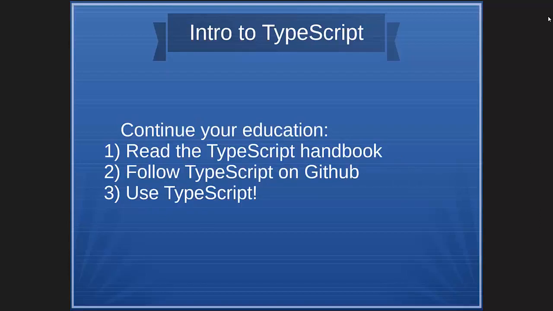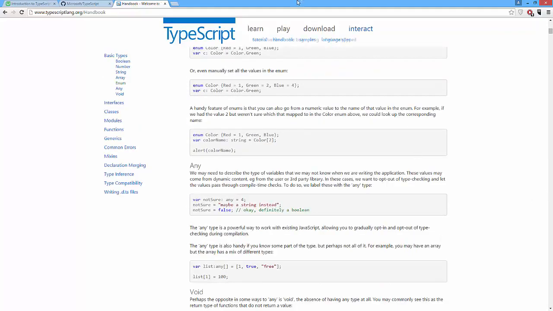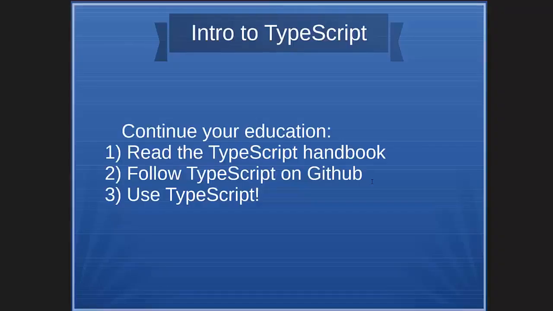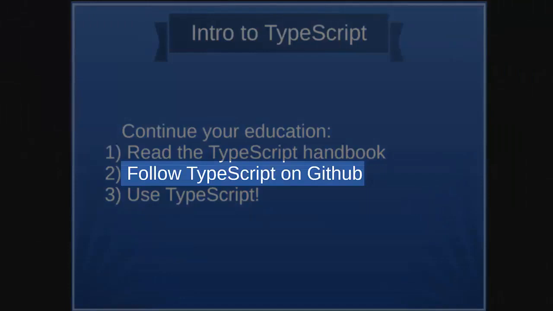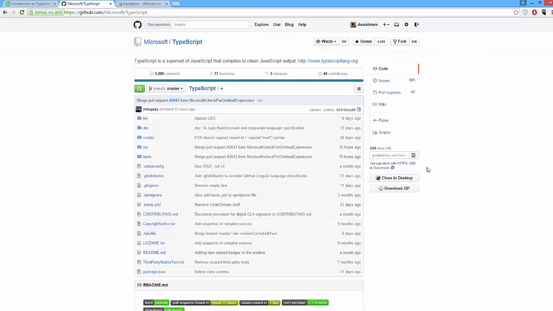If you wish to continue your education, there are many excellent resources that I recommend. The TypeScript Handbook, which we have been referring to throughout this tutorial series, contains lots of useful information. I encourage you to read through the handbook at your leisure. It is available at www.typescriptlang.org/handbook. You can also follow the TypeScript project on GitHub. This will provide you with lots of useful information and updates about the project as it evolves. It will also assist if you wish to contribute.